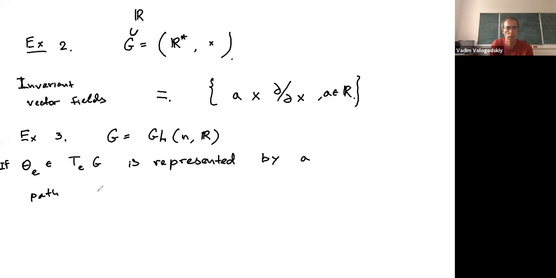So it takes t to 1 plus tA. It's a linear path, and A is a matrix. This is a path that, when t equals 0, passes through the neutral element. This is the identity matrix, e in G.